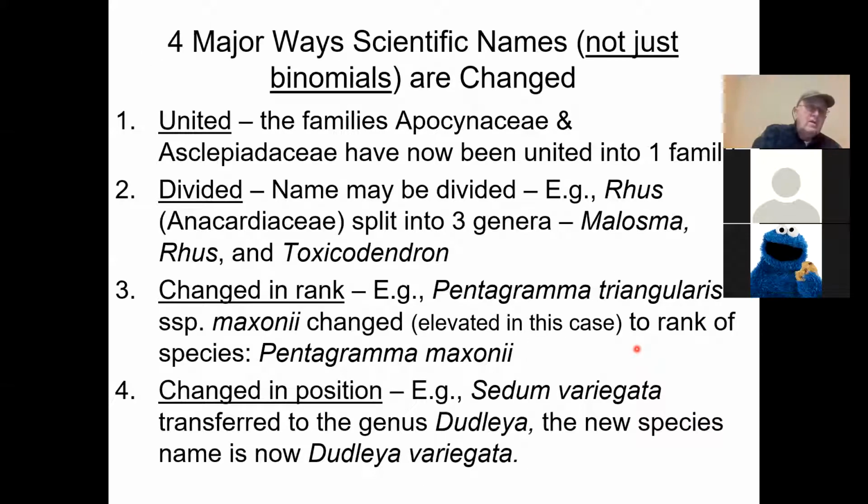All right, now, taxonomic synonyms can come about by names being united, divided, changed in rank, and changed in position. The dogbane family and the milkweed family have been united into a single family. I don't particularly like that. There's no doubt in my mind that they're related. The question is, how much are they related? The molecular biology has caused the change to have the Asclepiadaceae lumped or united in the dogbane family.